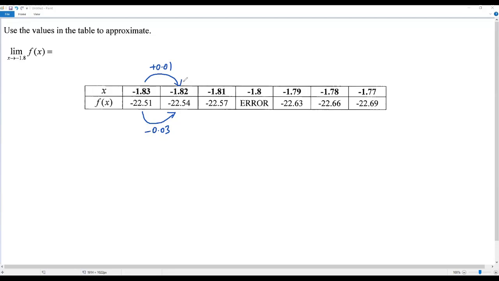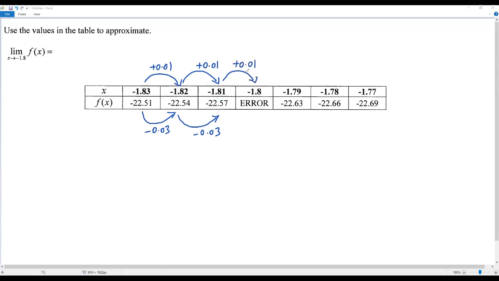Again, we increase the value of x by 0.01, that is from negative 1.82 to negative 1.81. In that case, f of x decreases by 0.03, that is from negative 22.54 to negative 22.57. So every time x increases by 0.01, f of x decreases by 0.03 on the left side of negative 1.8. Again I increase the value of x by 0.01, that is from negative 1.81 to negative 1.8.